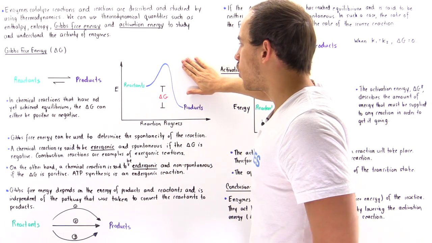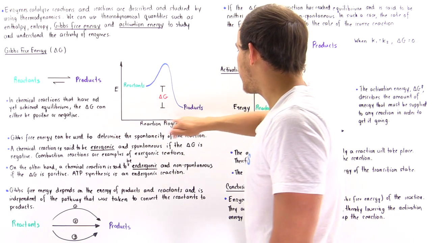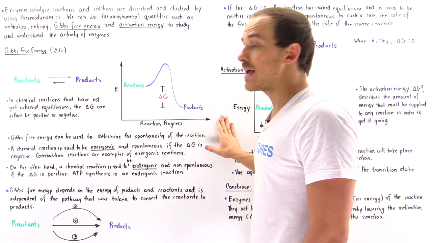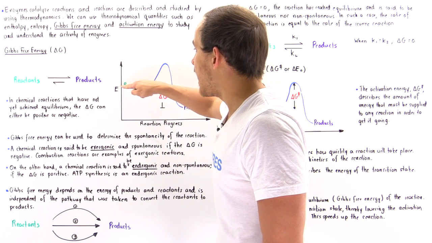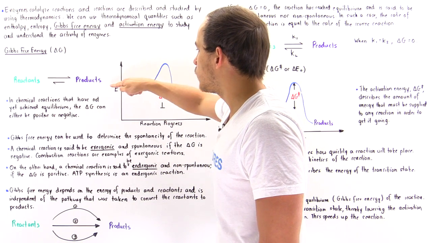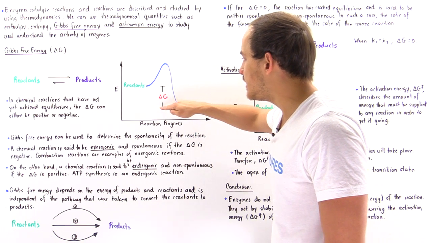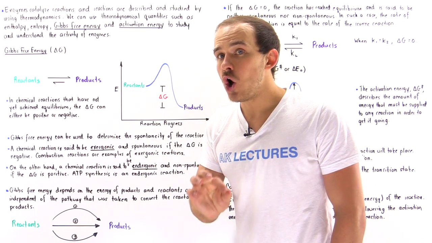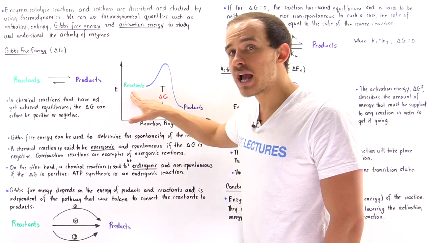So let's suppose we have the following graph. So the y-axis is the energy value and the x-axis is the reaction progress. So these are the reactants here, and the energy value of the reactant is somewhere here. Now the products have a free energy value that is equal to somewhere here. And notice that the products have a lower free energy than the reactants.